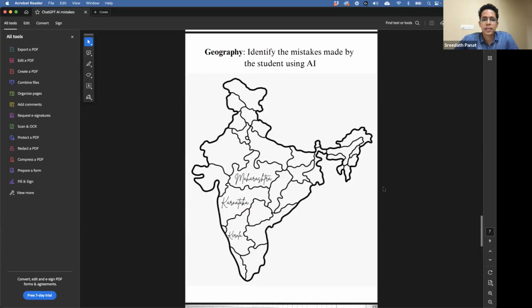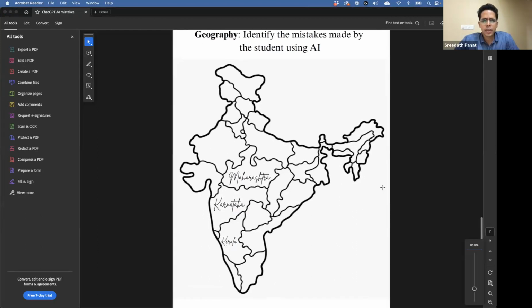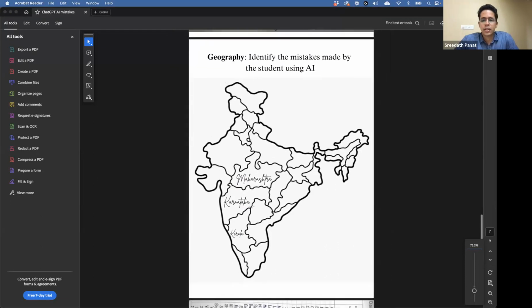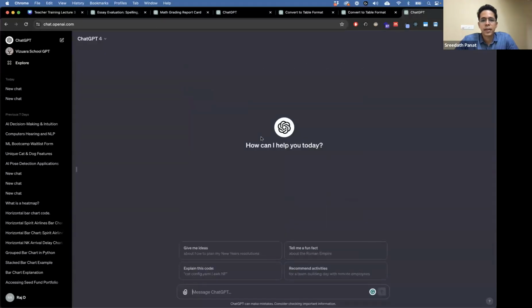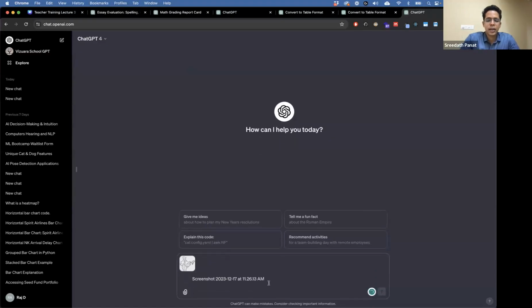So what you could do here is evaluate this. This is a very small example. You don't need an AI system to evaluate this because it's pretty easy, but I just want to show you how you could do it in practice. Let's say you take the scan copy of all the student responses. You can put them in a scanner, get all the scan copies, and then go to ChatGPT. Obviously, it has to be GPT-4, otherwise you can't upload images. But basically, you can paste the image and just tell your query.